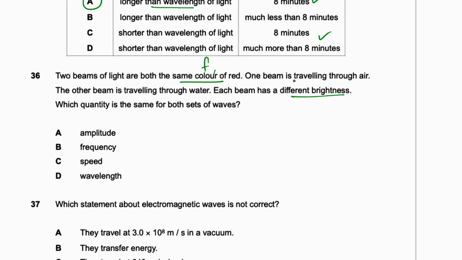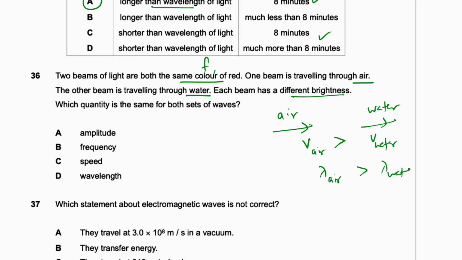No, wavelength depends on the speed. Frequency is the same. One beam is traveling through air, the other beam is traveling through water. So you have one red going through air and one going through water. Since the speed in air is greater than the speed in water, the lambda in air is greater than lambda in water because the frequency is the same.